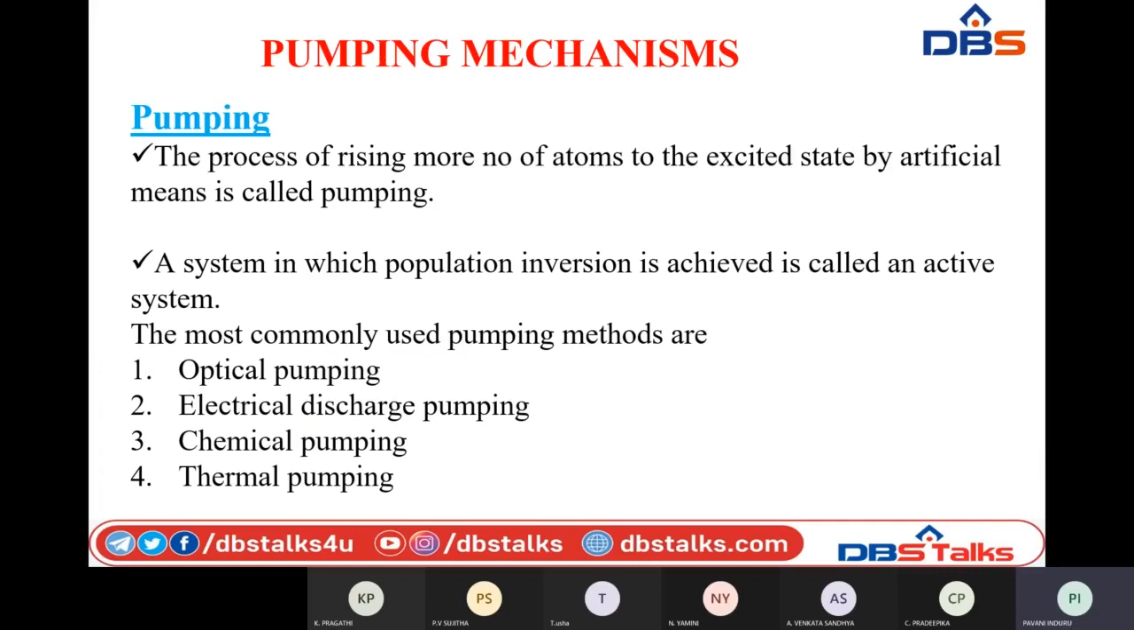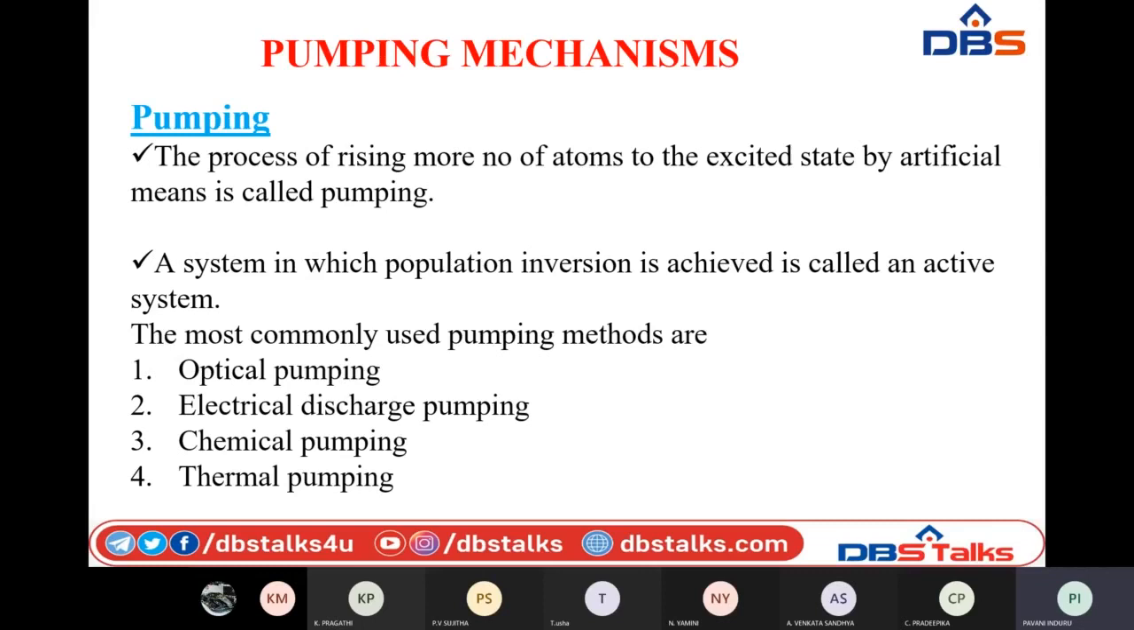So pumping mechanism or pumping process is nothing but raising more number of atoms to the excited state by artificial means or methods. That is nothing but pumping. So why is pumping necessary here? We know that in the previous lecture we discussed that in order for laser action to take place, we require population inversion. What is population inversion? The number of atoms present in the excited state should be greater than the number of atoms present in the lower energy states. That is nothing but population inversion.